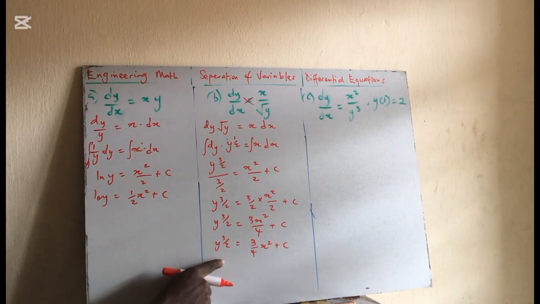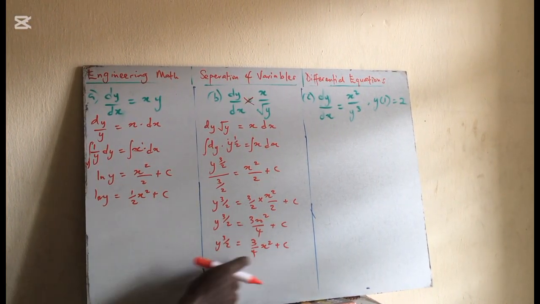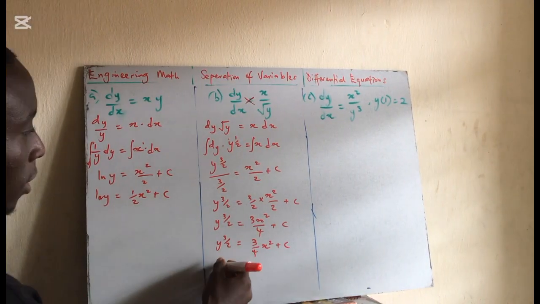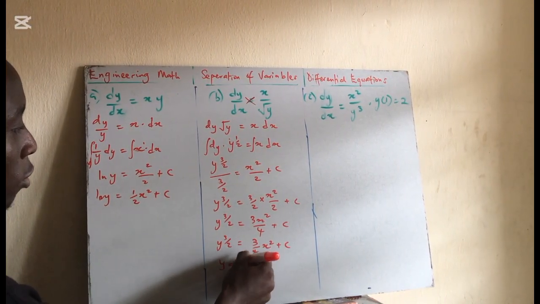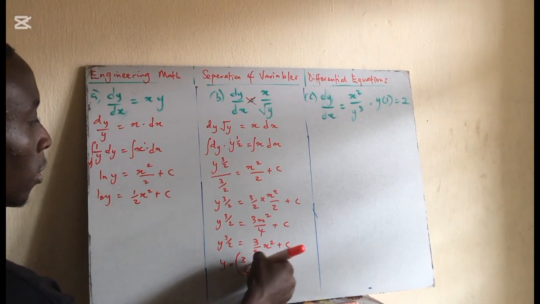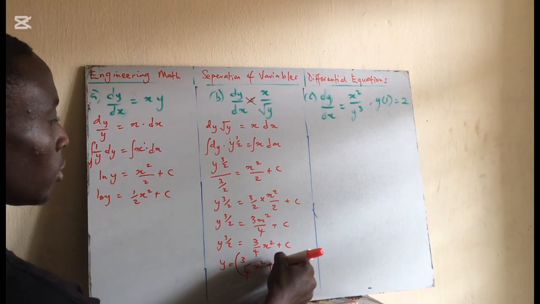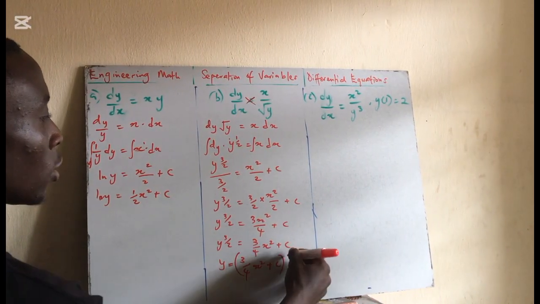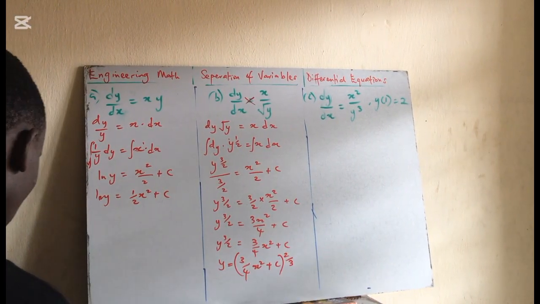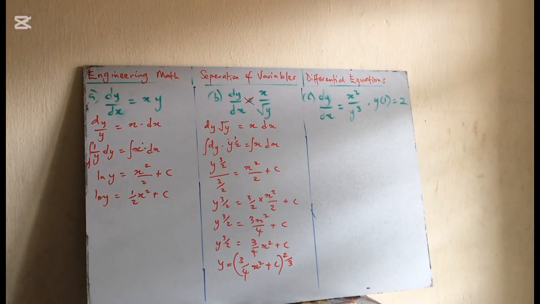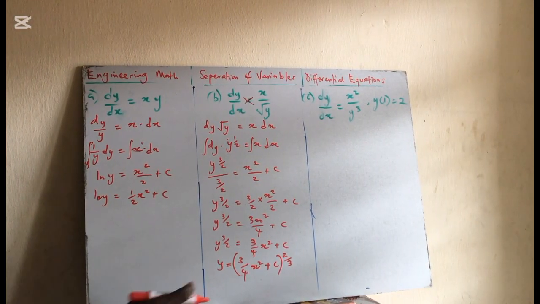If it comes here, it's going to be carrying the root of 3 and the square of 2. So what am I saying? You'll be having y equals 3 over 4 x squared plus c. Then it will now be 2 over 3 in this place. So that's just for that one.